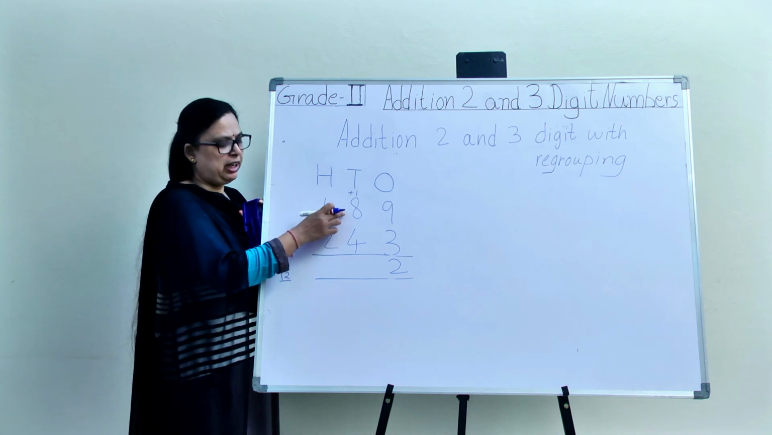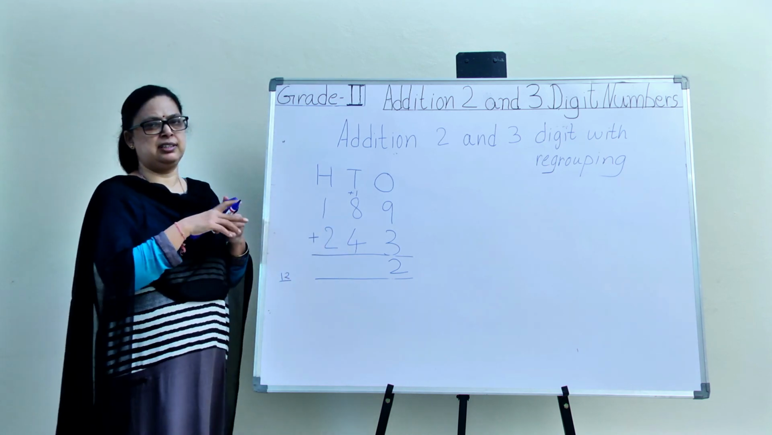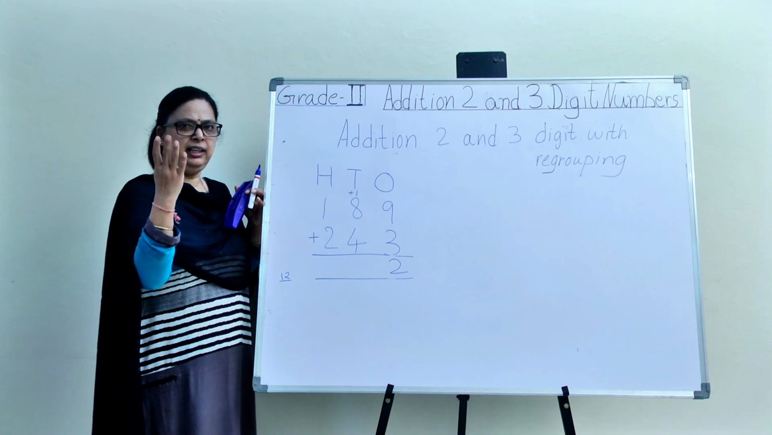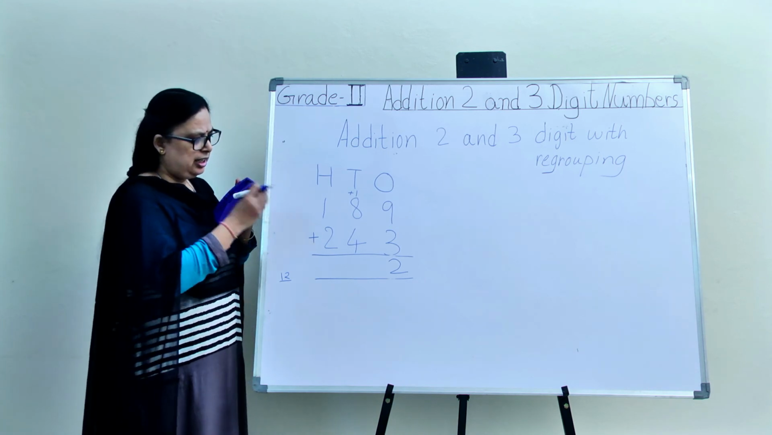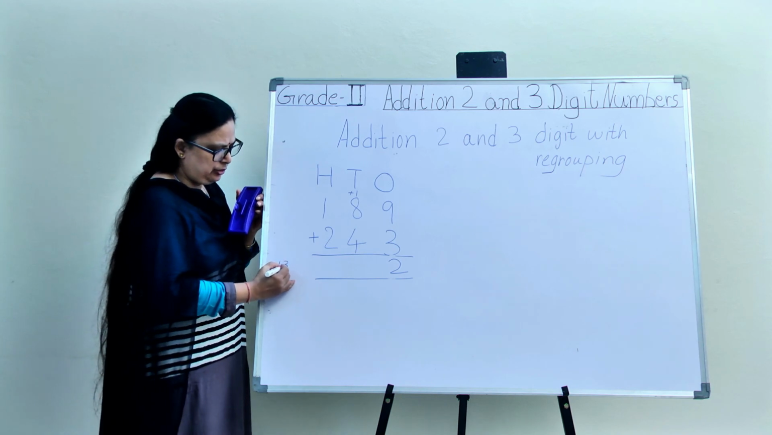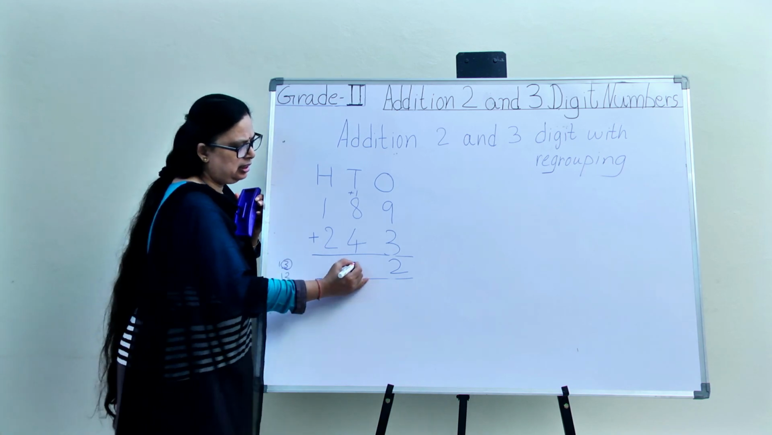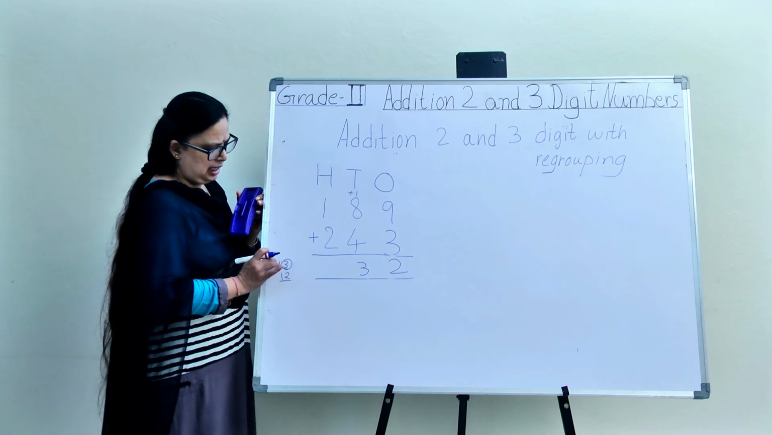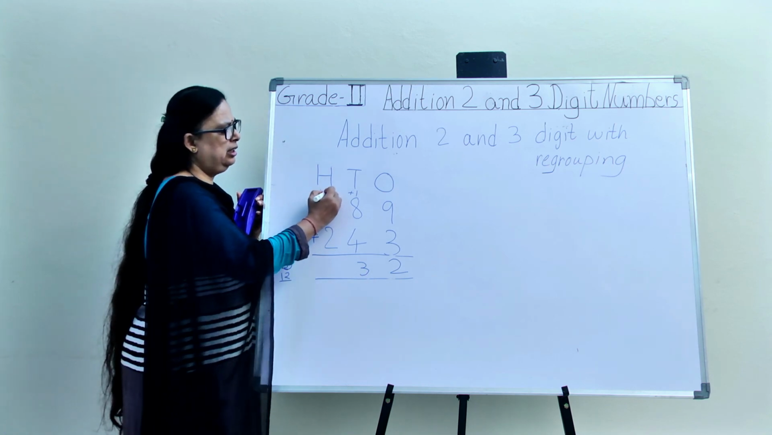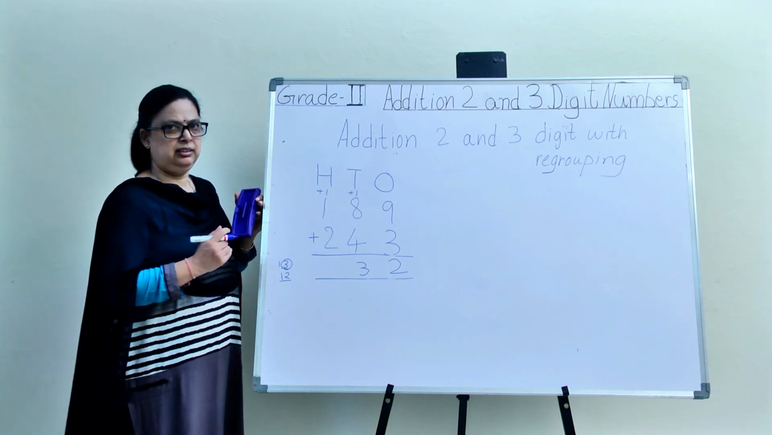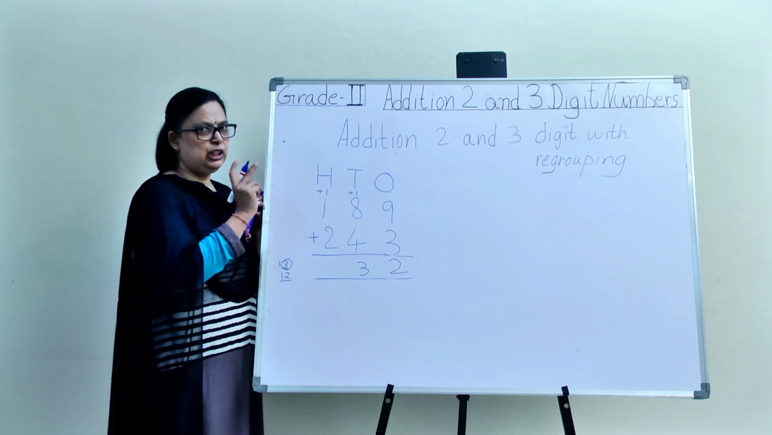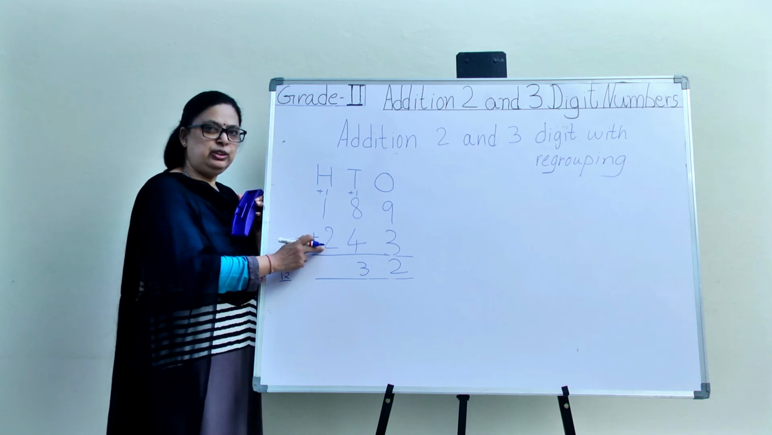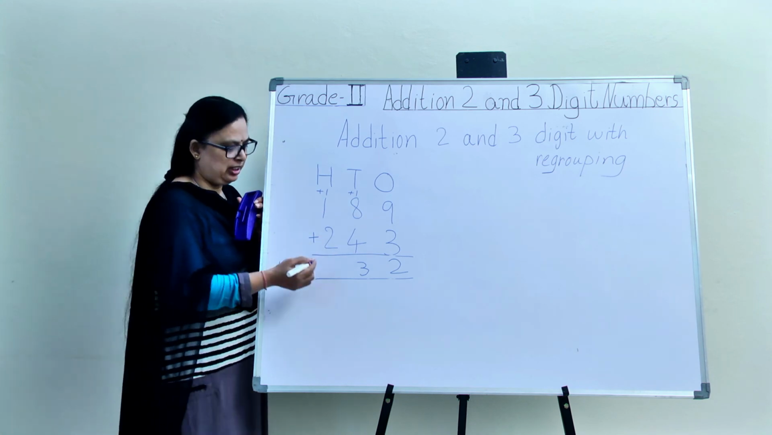Then 9 in your mind and 4 on your fingers. After 9, 10, 11, 12 and 13. Now here again in 13 also what will you do? You will write 3 here and 1 you will carry it over to the hundreds place. Right? Now as per our fact, 1 plus 1 is 2. 2 plus 2, it doubles, 4.